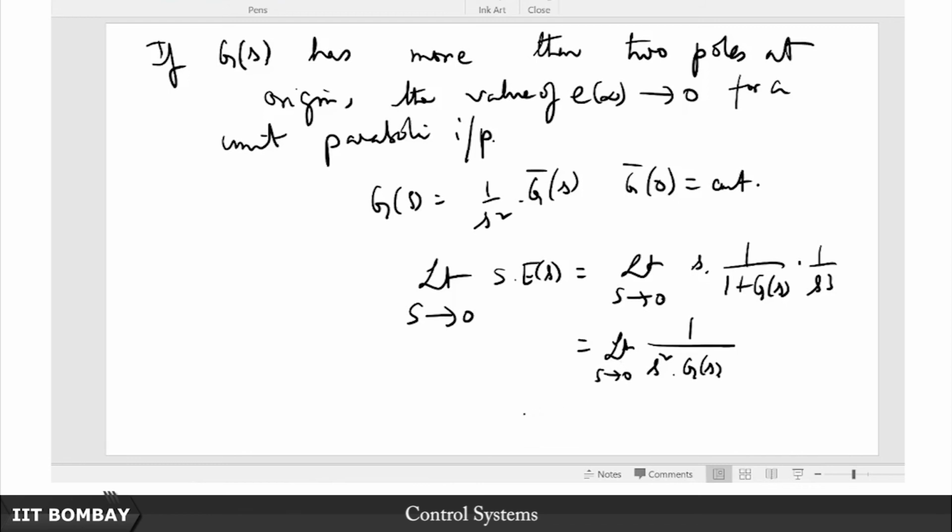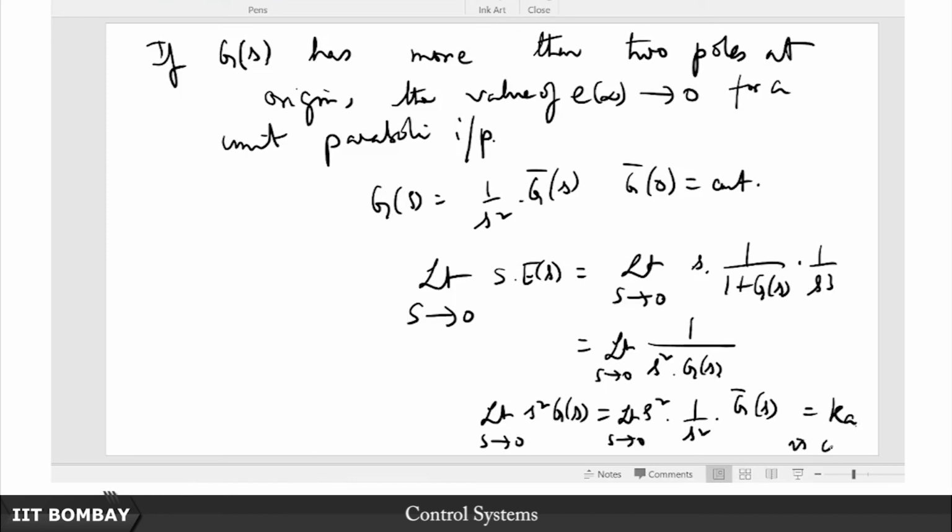So, what is s squared G(s)? s squared G(s) is nothing but s squared upon 1 by s squared times G-bar(s). So, if you let limit s tend to 0 here, this is going to be a constant k_a. Okay. So, then k_a is constant. Okay. So, therefore, your e_infinity will be 1 by k_a, which is a constant.